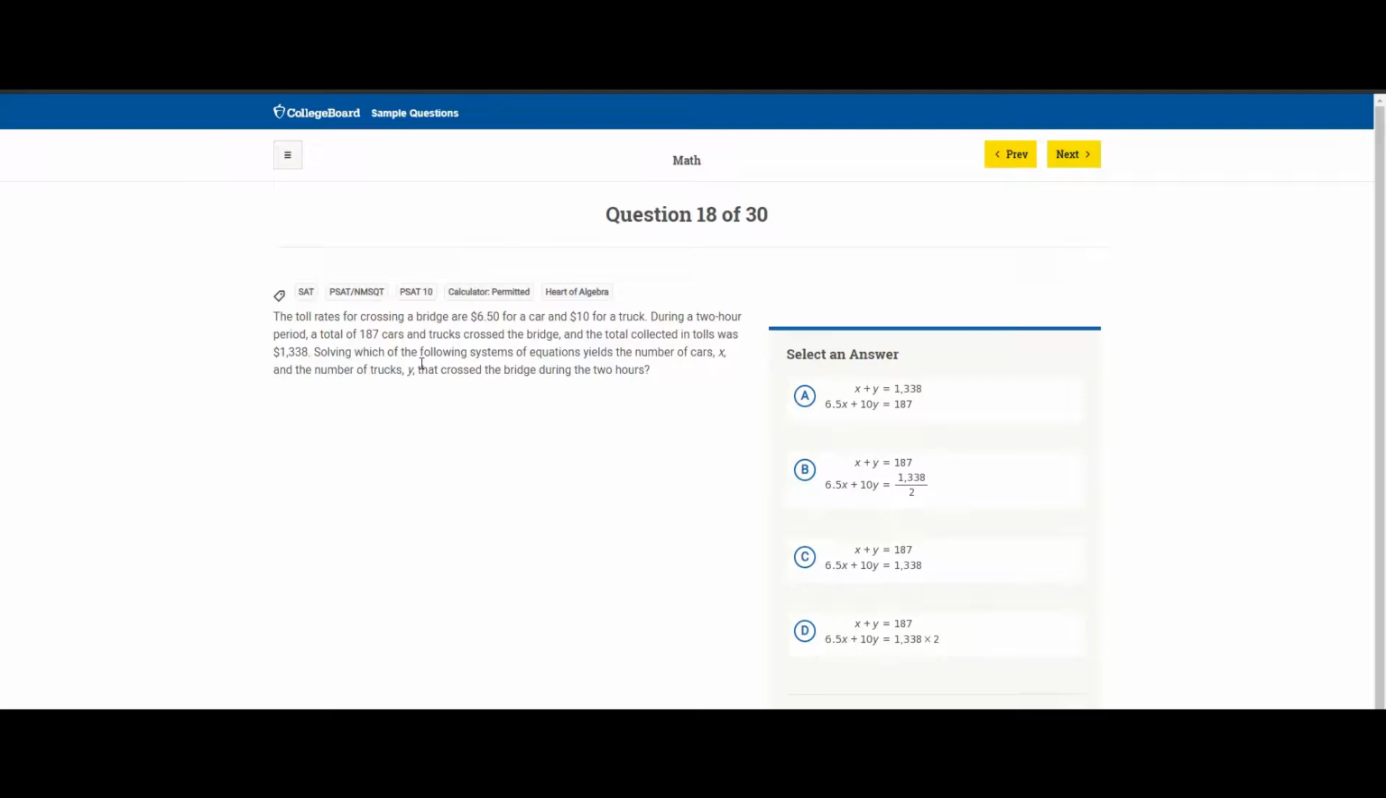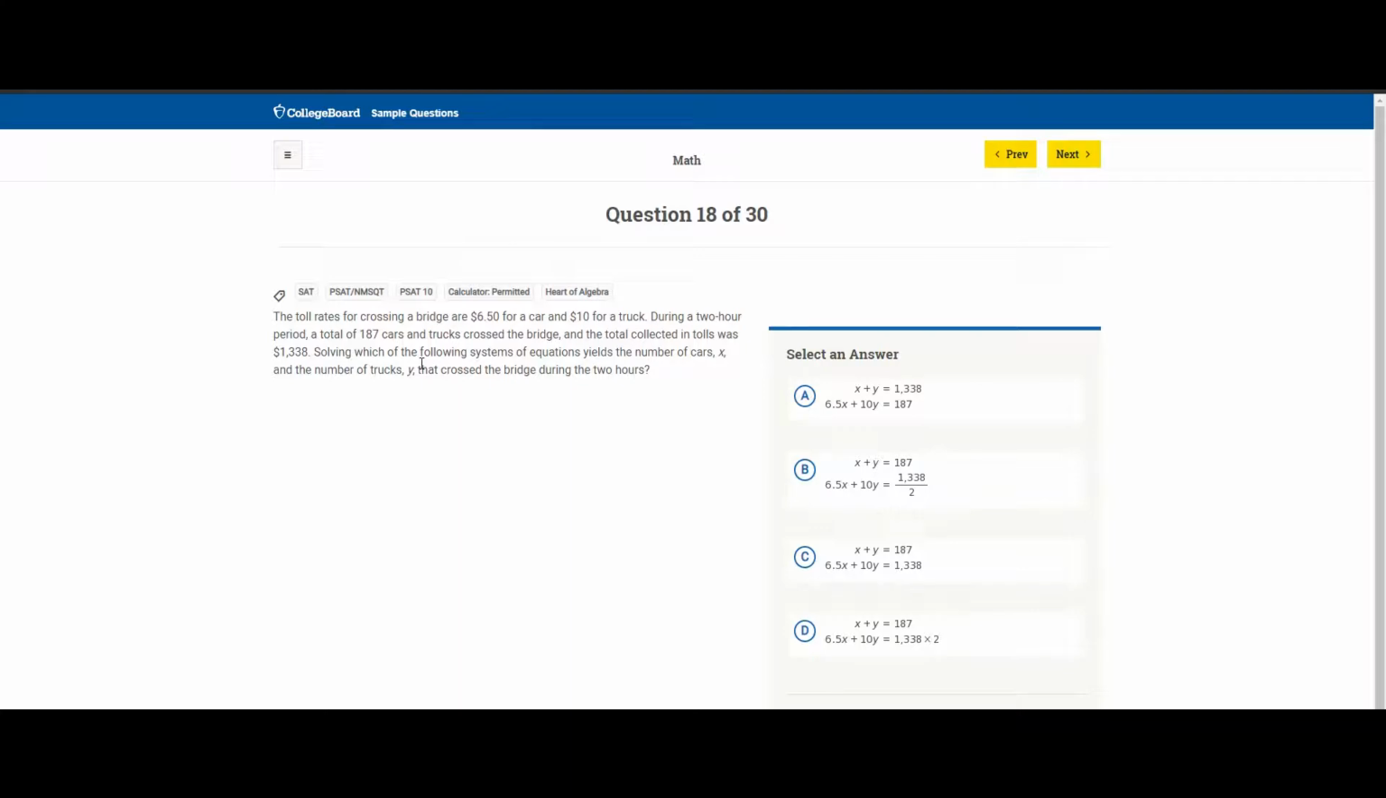Okay, so next question. The toll rates for crossing a bridge are $6.50 for a car and $10 for a truck. During a 2-hour period, a total of 187 cars and trucks crossed the bridge, and the total collected in tolls was that. Solving which of the following systems of equations yields the number of cars X and the number of trucks Y that cross the bridge.